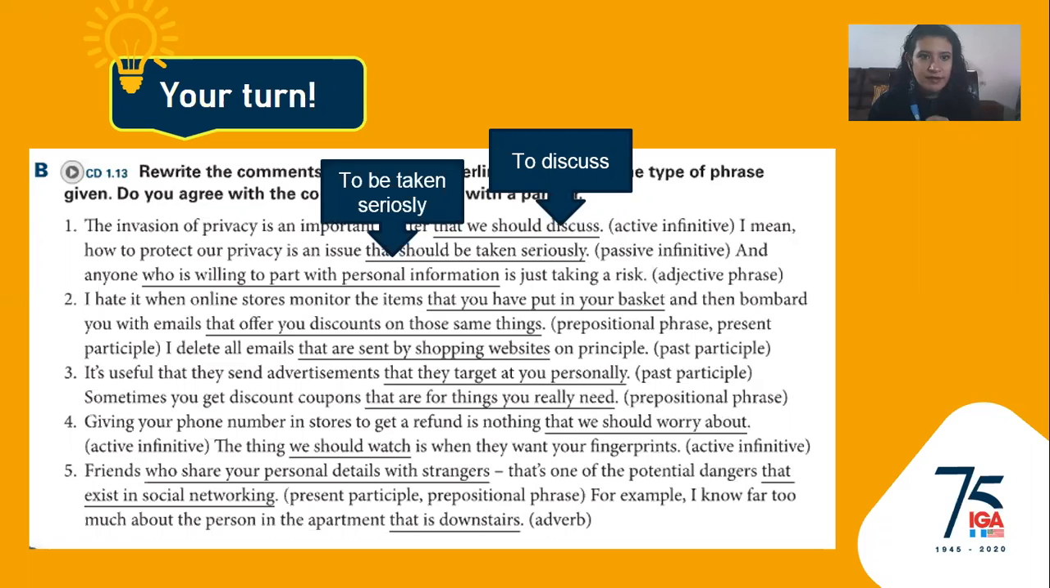And then we have "should be taken seriously," and they were asking us to make a passive infinitive. So in this case, "to be taken seriously," right? Remember that you need to use your past participle in order to make this structure. You can always go back to your grammar chart and find all the answers that you need, okay?